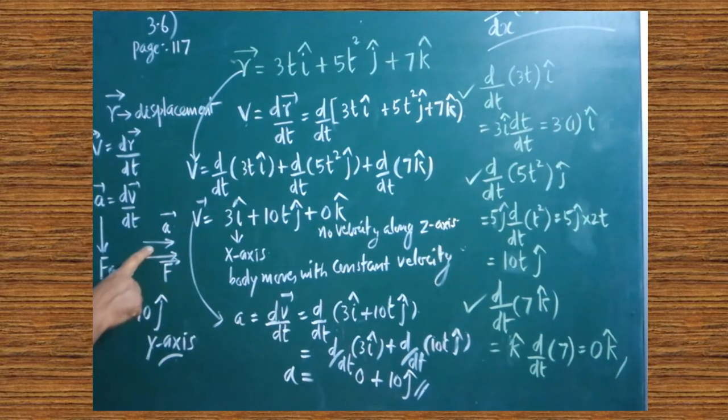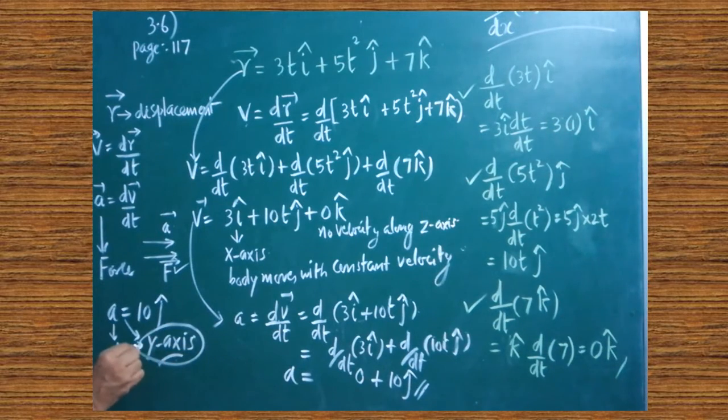Already I have told you that by using the acceleration we are able to find the direction of the force. Acceleration is acting along the y axis, which means the force also must act along the y axis. Therefore acceleration and force both are acting along which axis? Y axis. And the magnitude of the acceleration is 10 units. Very simple problem.